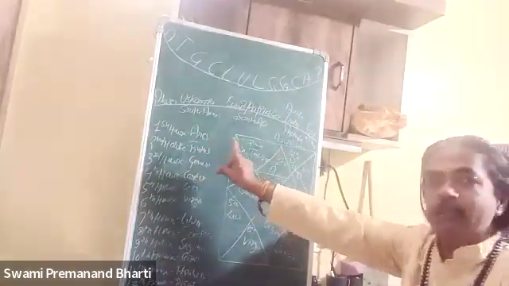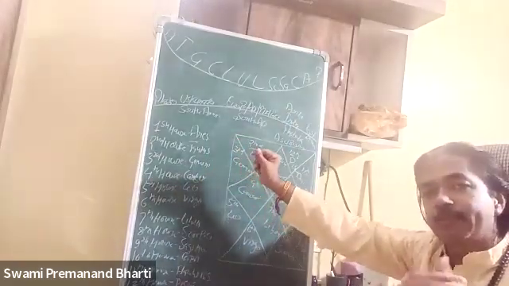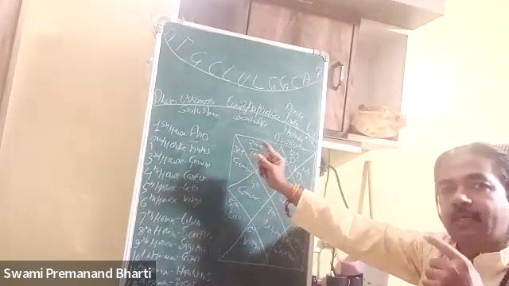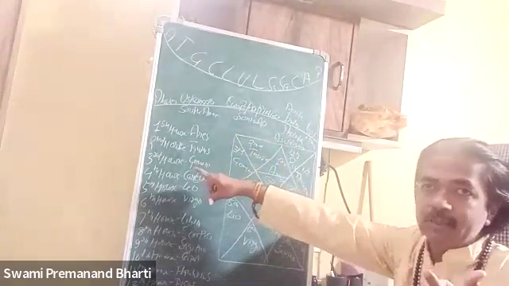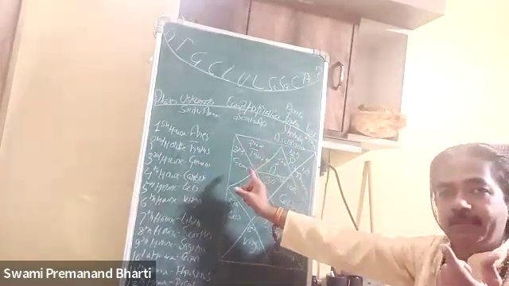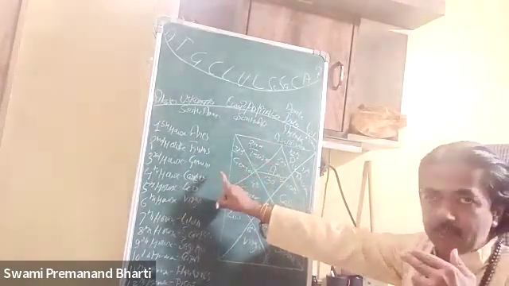Likewise, the second house's corresponding sign is Taurus. So the second house represents almost the same things as Taurus represents. The third house has the corresponding sign Gemini. The third house represents almost the same things as Gemini represents.